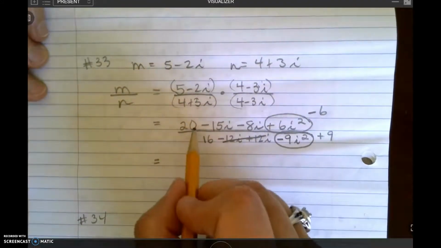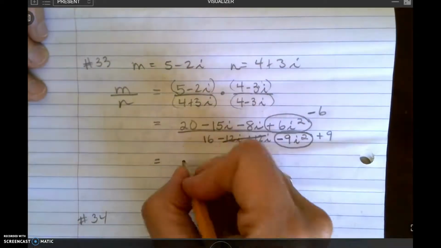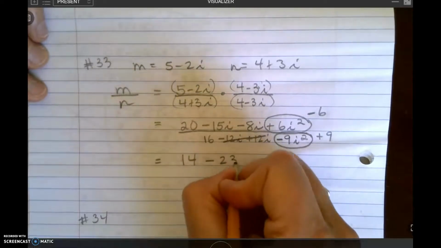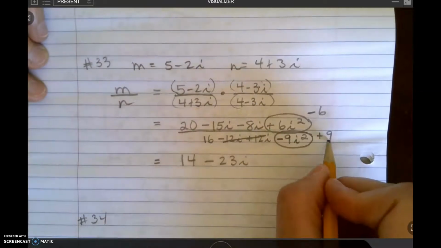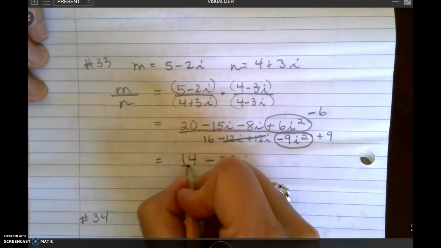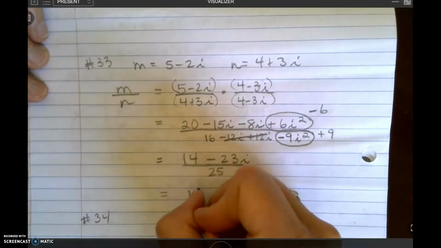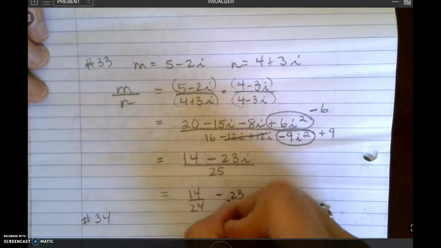Then I get my like terms together in my numerator. 20 and negative 6 is 14, minus 23i, and 16 plus 9 is 25, so this is all over 25, so my final answer is 14 over 25, minus 23 over 25i.